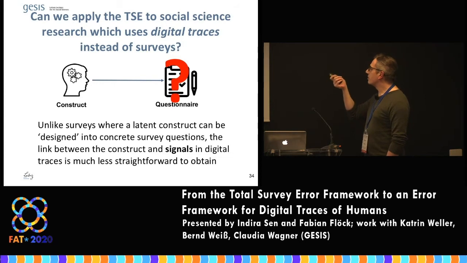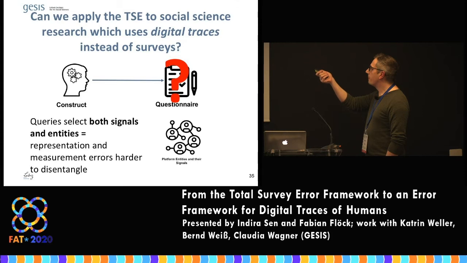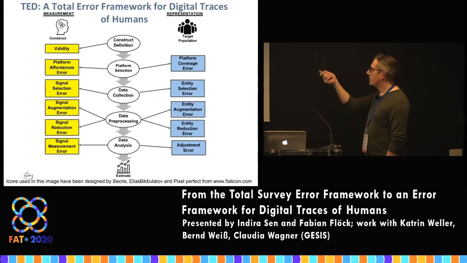What we did here, we did it a little bit different. We have measurement and representation parts, but we basically designed it in a way that we have in the middle the different decisions that the researcher makes, and then what kind of errors result from this. Yeah. So that's the logic here. But we still clearly distinguish between measurement and representation errors, to keep in line with the TSE, the Total Survey Error Framework, and in the end, arriving at the estimate for the target population again.